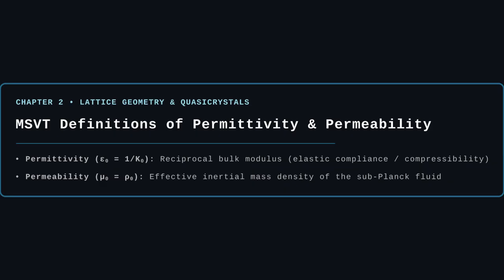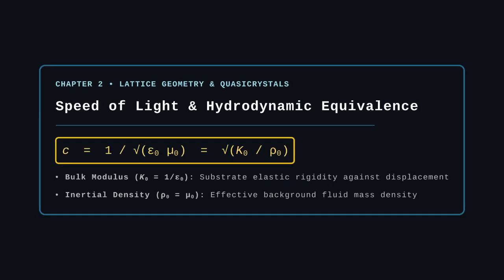First, permittivity, epsilon0, is defined as the spatial phase elasticity or volumetric bulk compliance of the graph network. It represents the local volume restoring compliance of the vacuum medium when its background breathing phase undergoes compression or dilation. Second, permeability, mu0, is defined as the spatial rotational inertia density of the substrate, quantifying the medium's resistance to local torsional deformation and angular displacement.